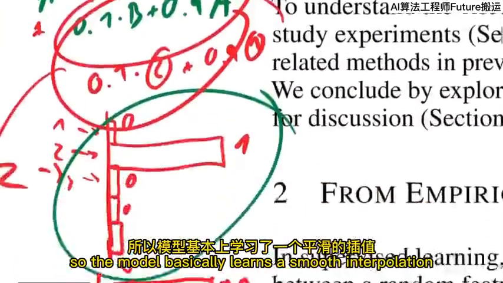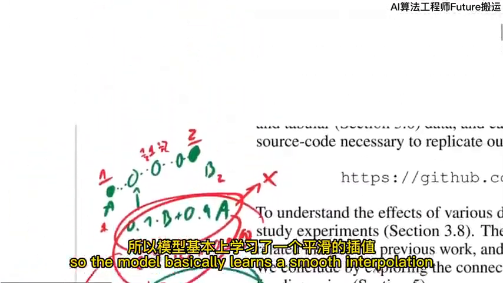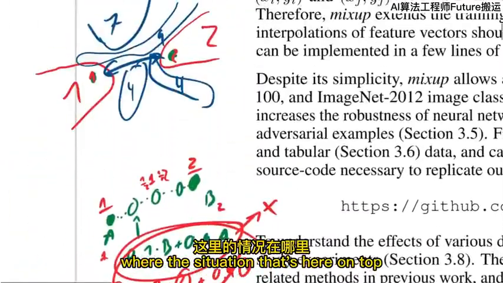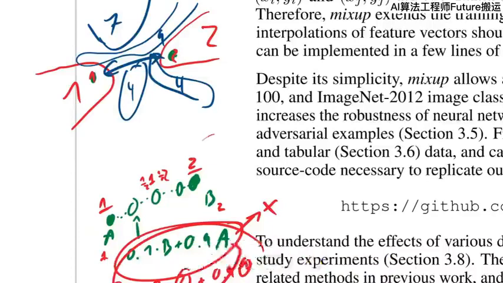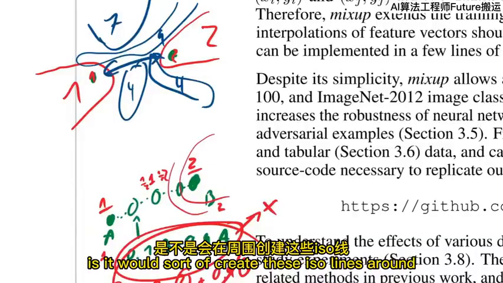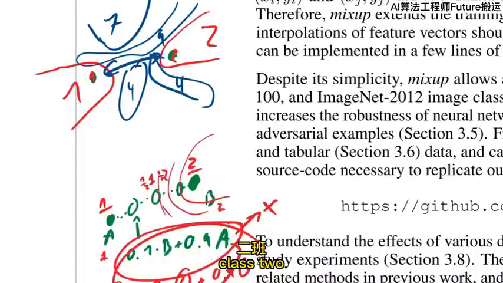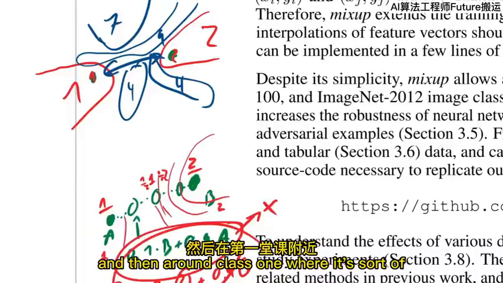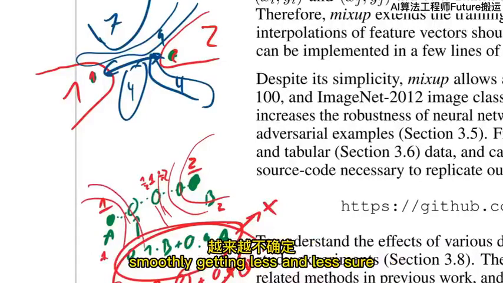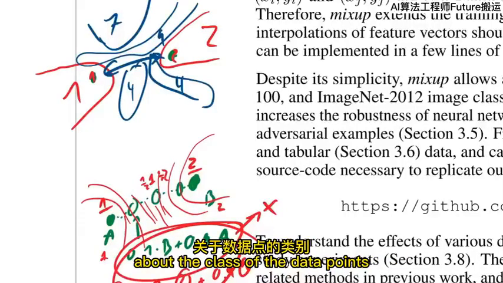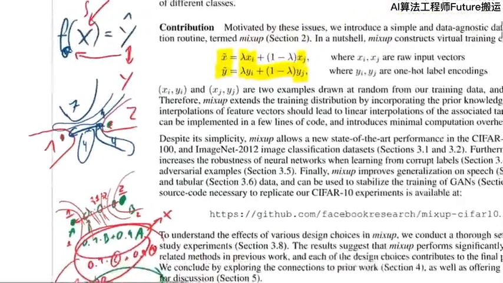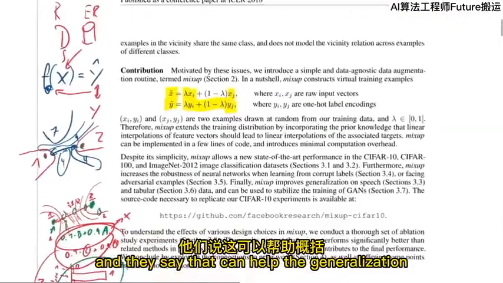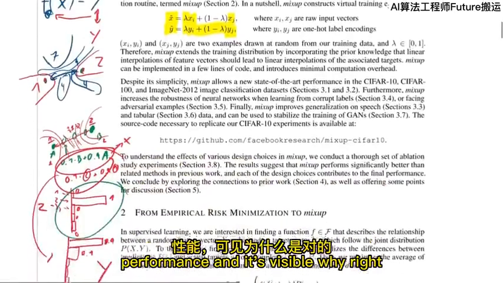So the model basically learns a smooth interpolation where the situation that's here on top is probably not going to happen anymore. But what it would do is it would sort of create these iso lines around class 2 and then around class 1, where it's sort of smoothly getting less and less sure about the class of the data points. But on the way, it is always either class 1 or class 2. And they say that can help the generalization performance. And it's visible why, right?